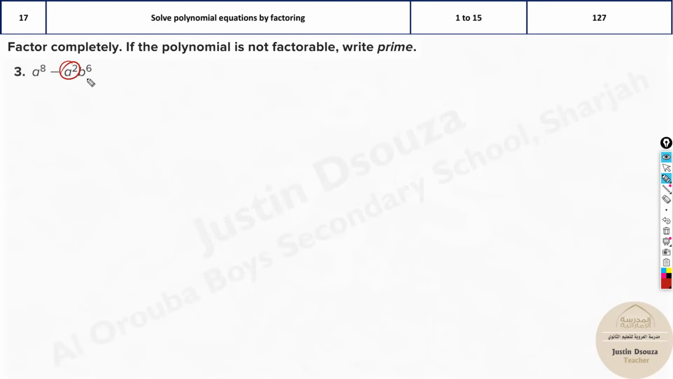You can see that a squared is an odd man out over here. So what we will do is we'll take the a squared term outside and we will remain with, a squared is gone, so from both of these it'll be 8 minus 2, that'll be 6, minus b to the power 6. Now we can't directly use the a cube minus b cube formula. That is a minus b and a squared plus ab plus b squared.